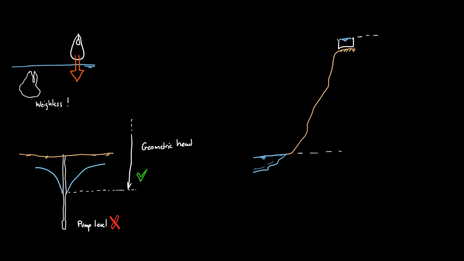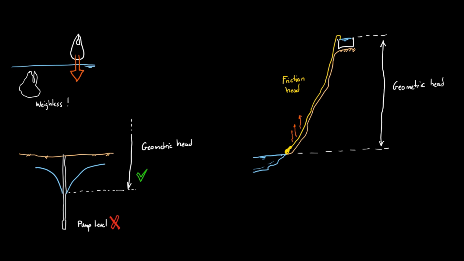To sum up, we have the geometric head measured between surfaces. The friction head that depends on the pipe diameter. The smaller the diameter of the pipe, the bigger the head losses and the more pumping energy we lose as heat. And finally, the velocity.